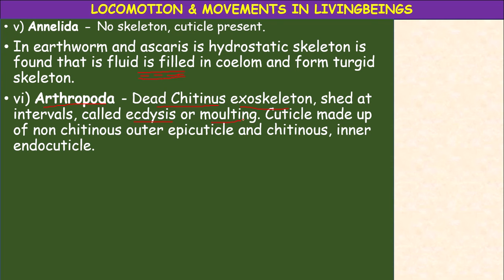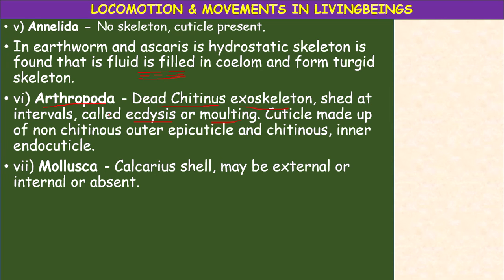Ecdysis or molting is a very interesting process in these insects. That will help in the growth of the insect. Several times in its life cycle it undergoes ecdysis or molting, influenced by several hormones like ecdysone, the hormone which influences ecdysis. The cuticle is made up of a non-chitinous outer epicuticle and a chitinous inner endocuticle. Means we can divide the cuticle into two parts, outer and inner: outer epicuticle, inner endocuticle.